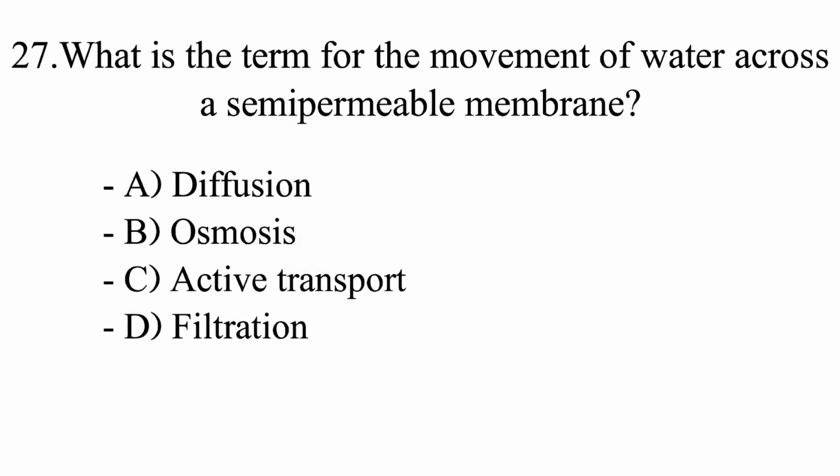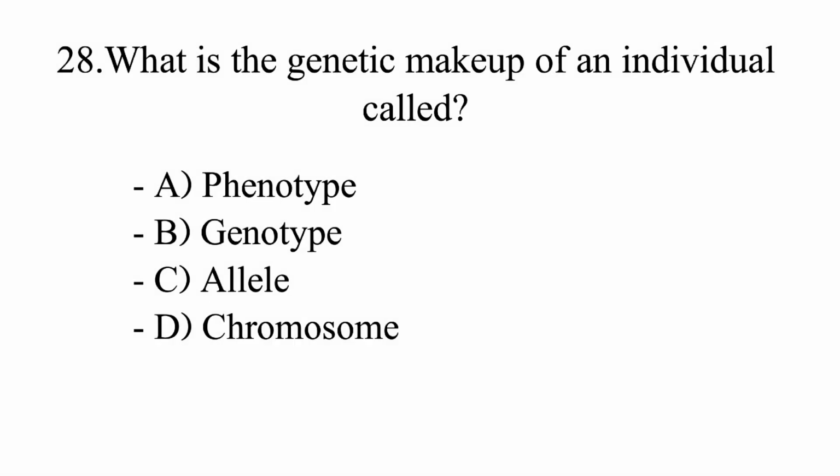Question number 27. What is the term for the movement of water across a semi-permeable membrane? The correct answer is option B, osmosis. Question number 28. What is the genetic makeup of an individual called? The correct answer is option B, genotype.